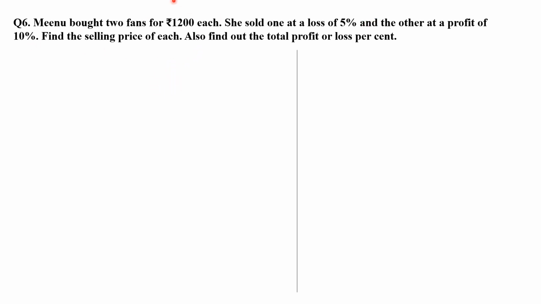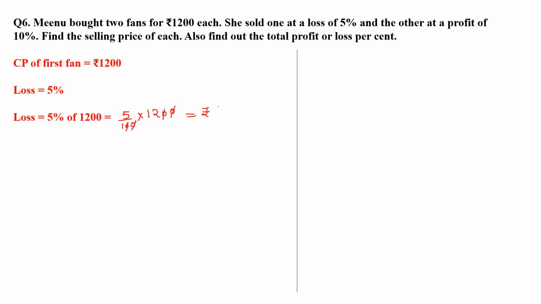So let's find out. First we will write the cost price of the first fan is 1200 rupees and loss is 5%. So what is the amount of loss that we will find first? And we know that loss percent and profit percentage are always calculated on the cost price of the item, right? So loss is 5% of 1200 rupees. So it will be 5 by 100 into 1200. And simplify it, you will get 5 into 12 as 60 rupees, right? So this is your loss.